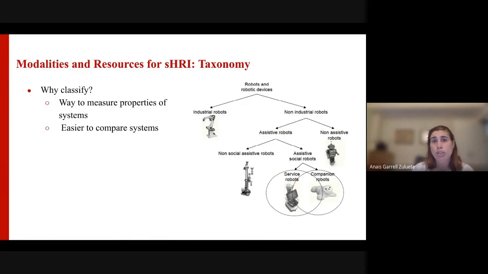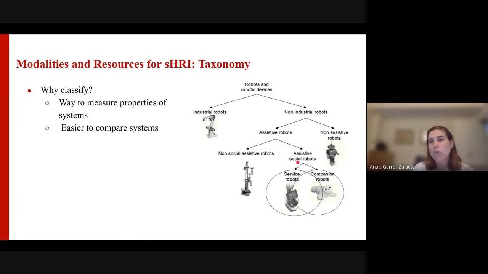So here, there are many classifications. You can also determine your own classification, your taxonomy. You can pick one if you want. I will show you just 2 examples because I do not have a lot of time. One typical example is that the first level is whether the robot is industrial or not industrial. If the robot is not industrial, we can classify between assistive robots and non-assistive robots. And inside assistive robots, we have non-social assistive robots and social assistive robots. And here we have the service robots and the companion robots.